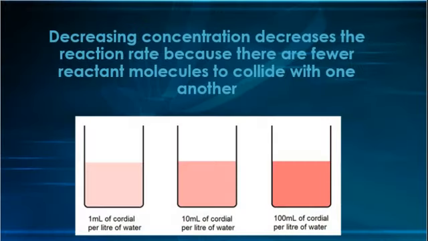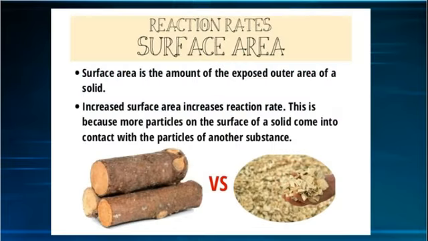Also, decreasing concentration decreases the rate because there are fewer reactant molecules to hit each other. Totally makes sense, right? If there's fewer, there's less stuff. So we can talk about bringing down our concentrations there, or upping our concentrations. What about our surface area?